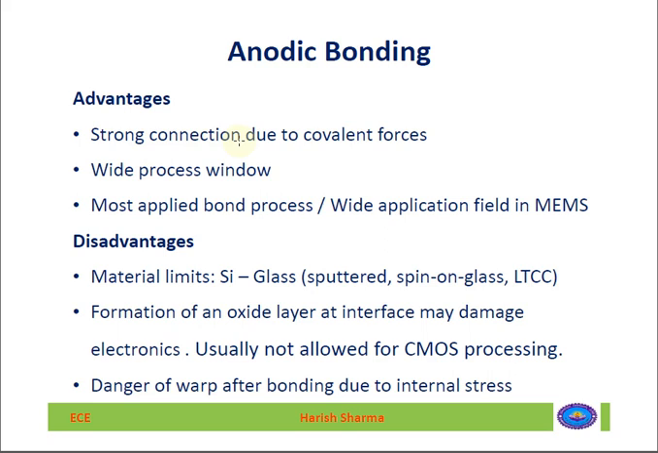In case of CMOS fabrication, it can't be used because SiO2 layers form between the two surfaces, the two wafers. So for that purpose we can't use it for electronic circuits. There is also danger of warp after bonding due to internal stress. The SiO2 layer is built there, and because of that stress may be there, so there is danger of warping.